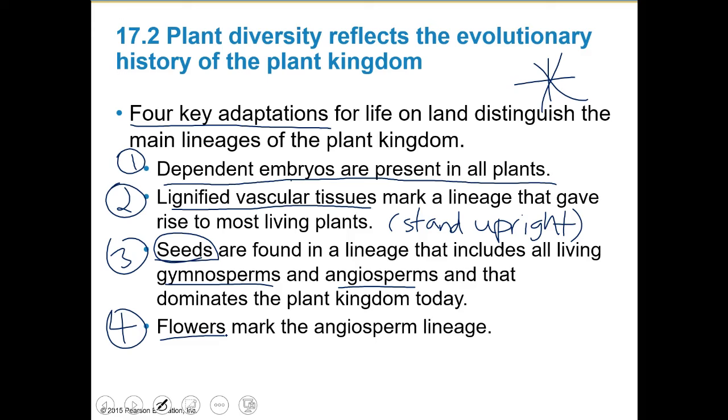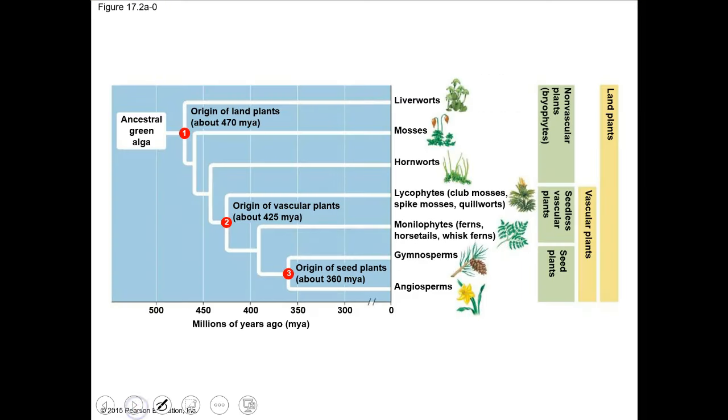And so we're going to look at each of these four categories as far as four different plant types are concerned. And you can see some of these things here. Here's land plants and where they come along. The ancestral algal species gives rise to liverworts and mosses and hornworts, and these are all non-vascular, what we call the bryophytes. They don't have that lignified vascular tissue, so these guys are all very short, and they're very low to the ground.